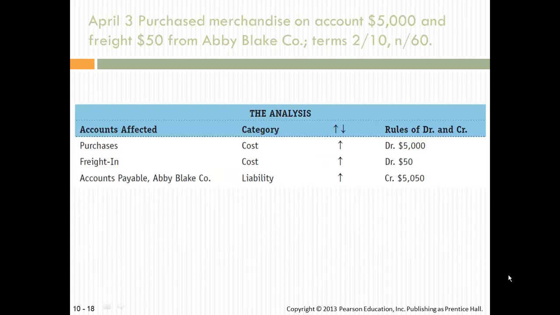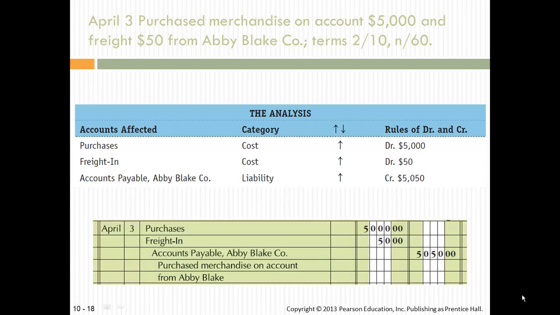So here's April 3rd, purchase merchandise on account for $5,000, freight of $50, terms 2/10, net 60. So here's what your accounts are. Purchases are a cost, debit $5,000. Freight in is a cost, and it's a debit of $50. And accounts payable is a liability, and it's a credit of $5,050. These go on the income statement. Liability sits on the balance sheet. Here's what it looks like in a journal entry.